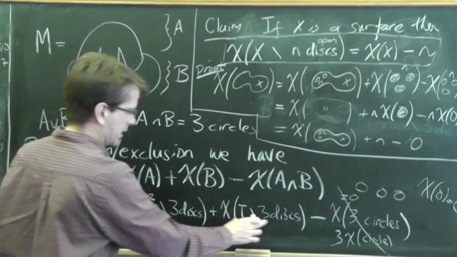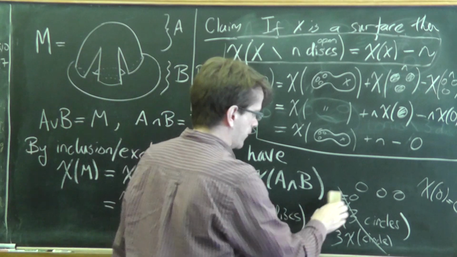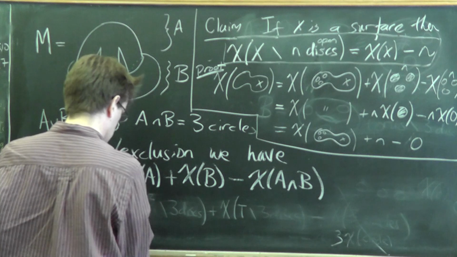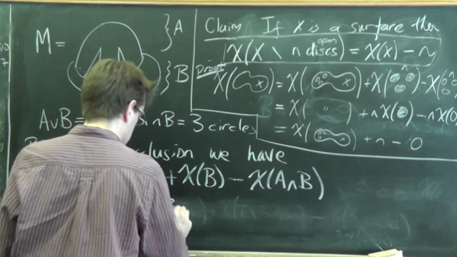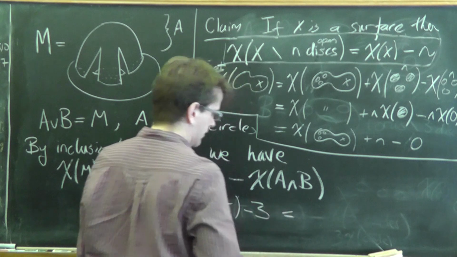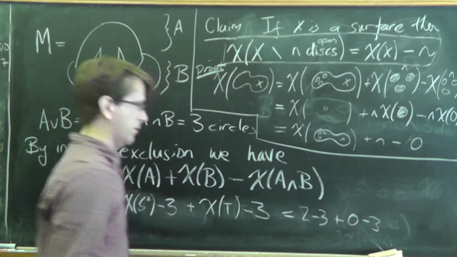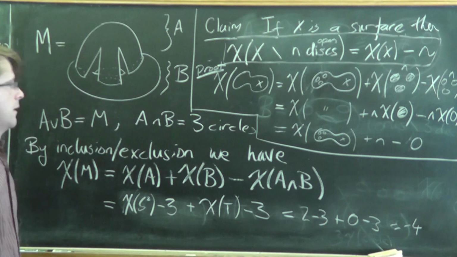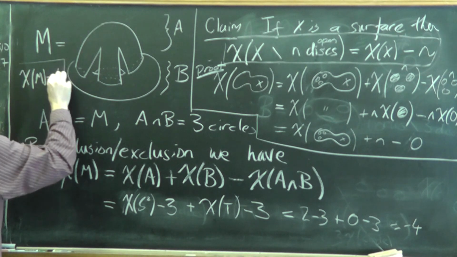What we can see is that we can now calculate these two bits. Let me fill it in down here. You can obviously rewind on the video if you want to look back at what I'm erasing. So this is chi of S2 less 3 disks, that's chi of S2 minus 3, plus chi of the torus minus 3. The Euler characteristic of the sphere is 2, minus 3. The Euler characteristic of the torus is 0, so we get 0 minus 3. Add it all together and we get minus 4. So we conclude that the Euler characteristic of M is minus 4.